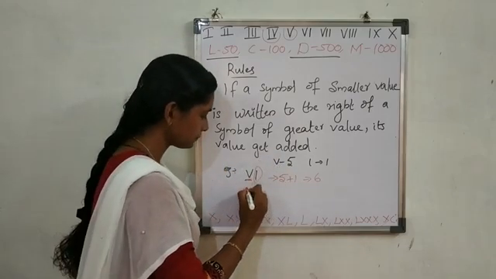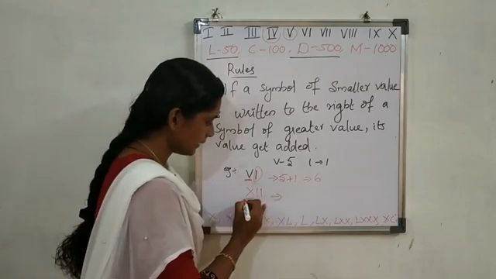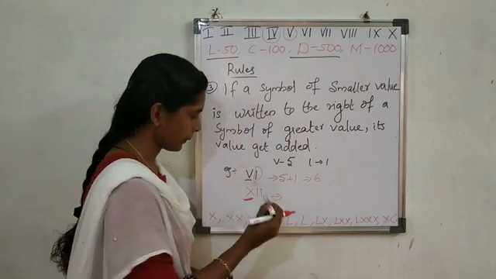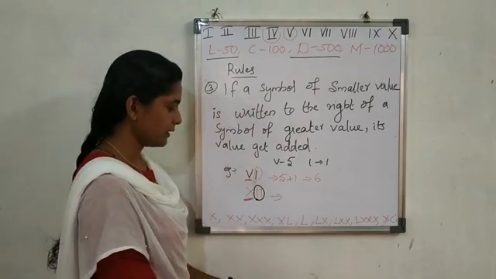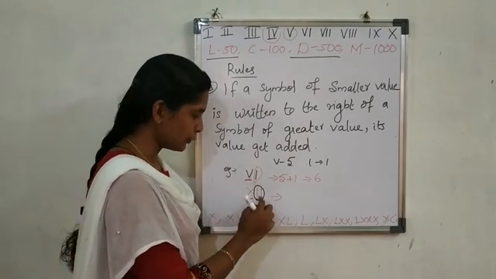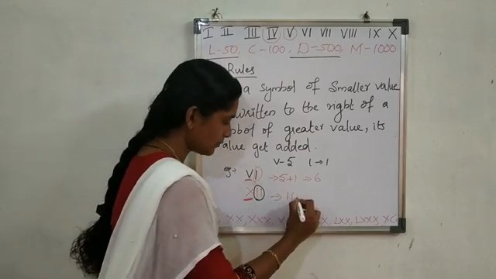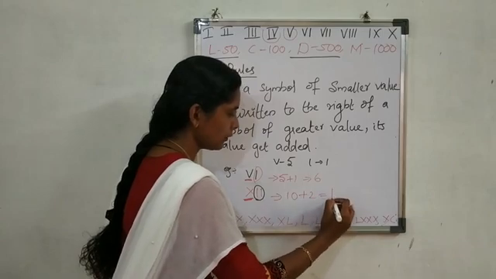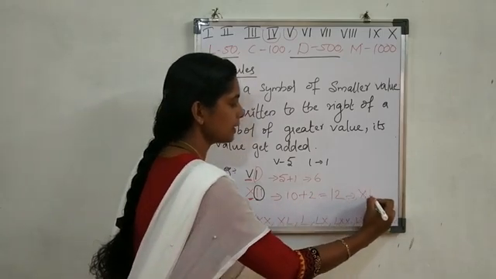Another example. This is 10. First is 10 and this one is 2. The 10 is greater and 2 is smaller, and 2 is added to the right side of this 10. That means we are adding these values. 10 plus 2 is equal to 12. This is 12. We write 12 as X and a double 1.